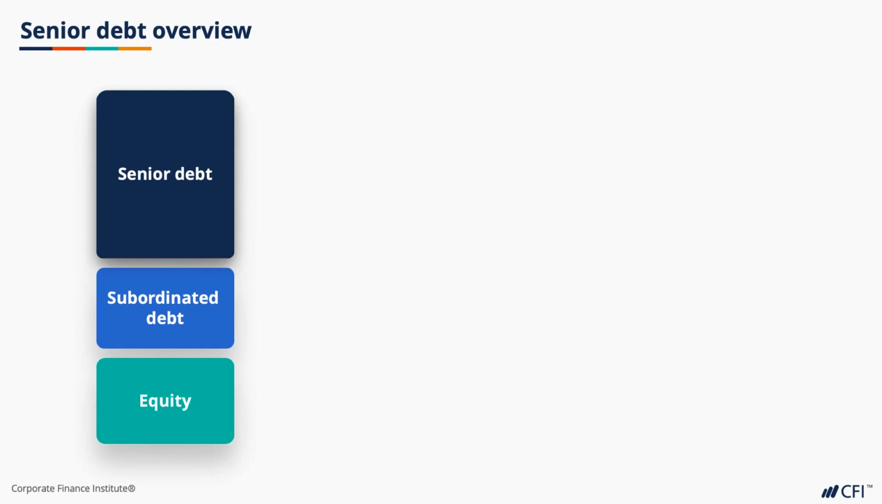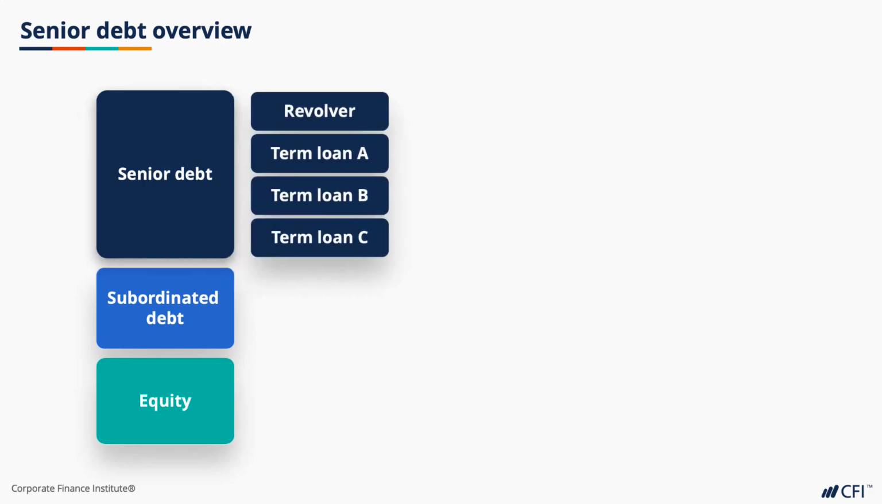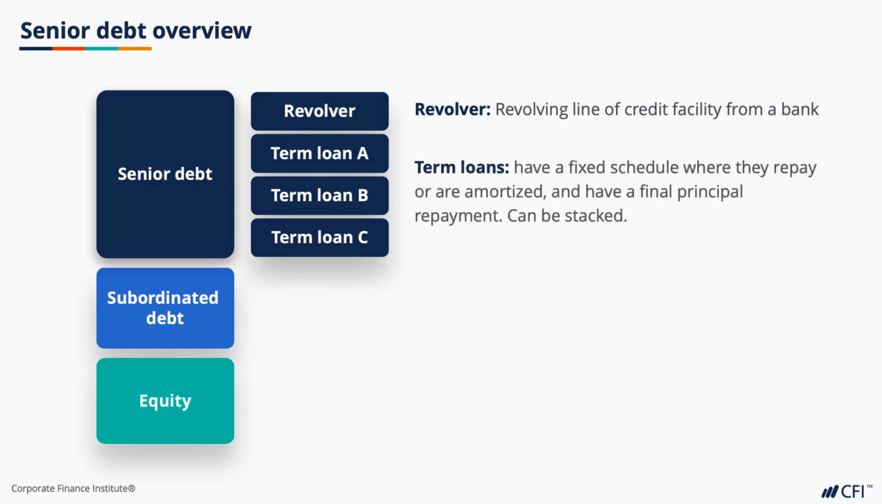Let's take a closer look at the senior debt section of a company's overall capital stack. You can see here the components of senior debt. It could include things like a revolving line of credit facility from a bank, also called a revolver, and then a series of term loans. Term loans have a fixed schedule where they repay or are amortized and have a final principal repayment. And they could be stacked in terms of term loan A, B, C, and so on.